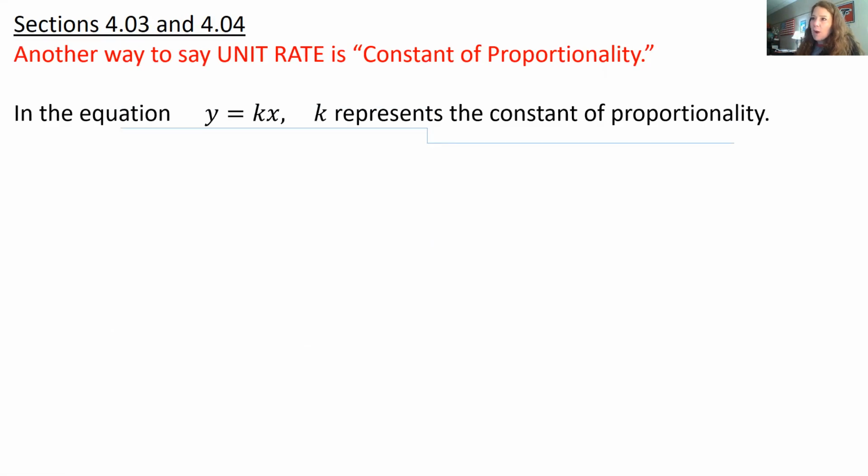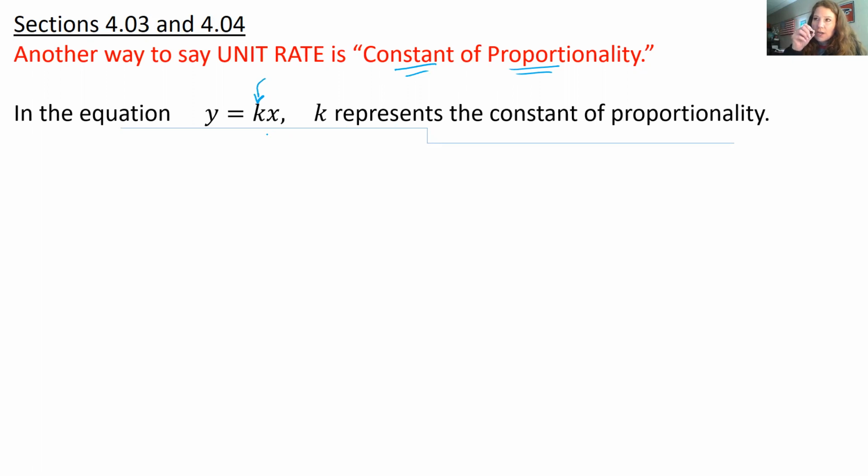So if we have the equation y equals kx, that k represents the constant of proportionality. And to be honest with you, that's a term that seems to be only used in 7th grade. As you move on to 8th grade and high school, we really consider that number that's multiplied by x to be the slope or rate of change. However, this is a technical term, constant of proportionality, when you have a proportional relationship that goes through 0, 0, like we talked about the other day.